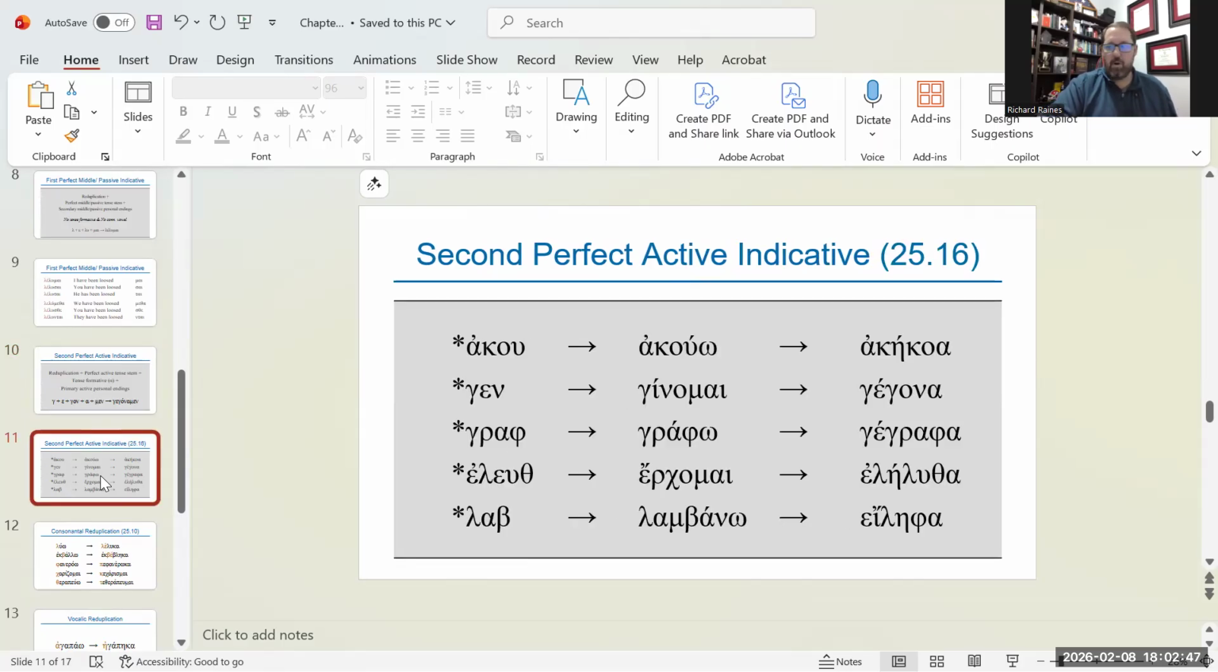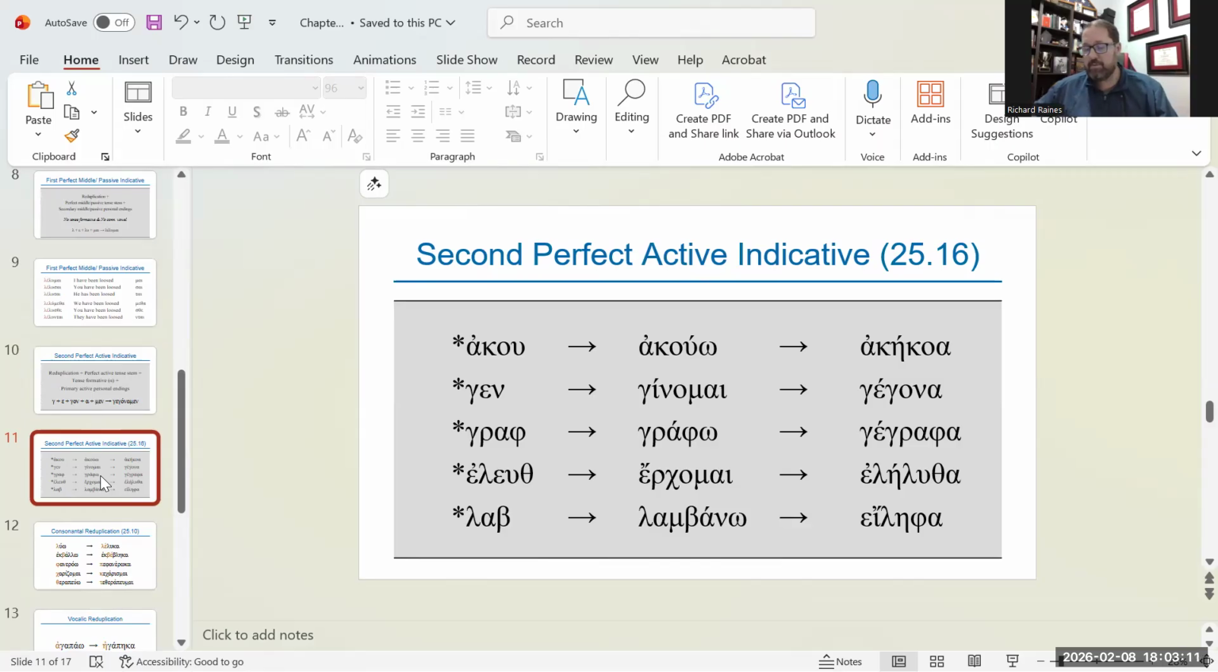And it's not very many words at all. If you want to look at section 25.16, jumping ahead a little bit. So jumping ahead to section 25.16, I'm just going to read straight from the book here. And I think this is important. I don't want you to spend a ton of time on second perfect, but you need to know it.